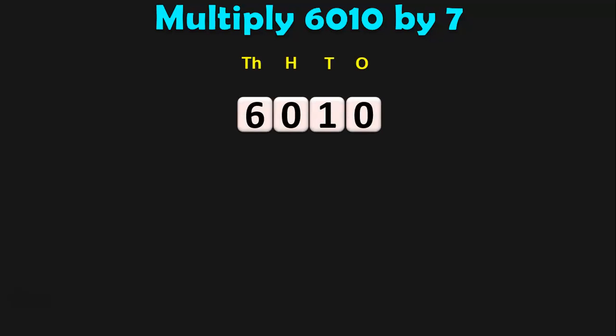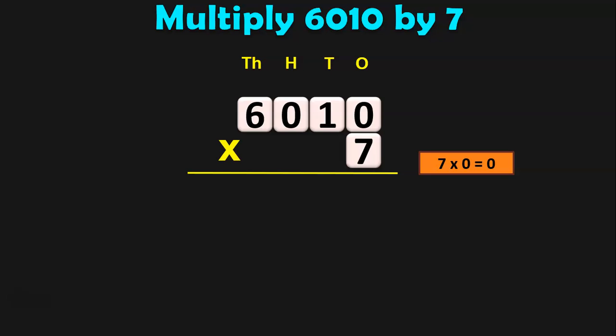Let us see some more examples. Multiply 6010 by 7. Write down the 4-digit number and multiply it by the single-digit number 7. Begin the multiplication from the ones place. 7 into 0 is 0. So write 0 in the ones place. Next, 7 into 1 is 7. So write the 7 in the tens place.